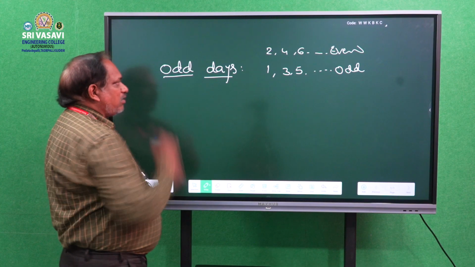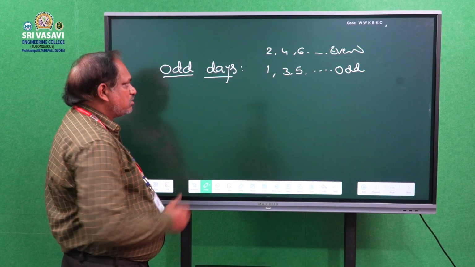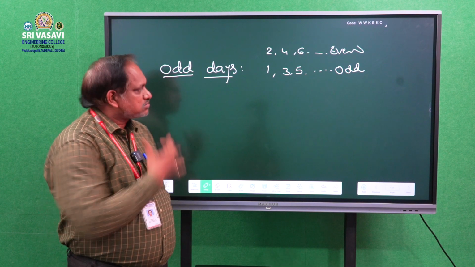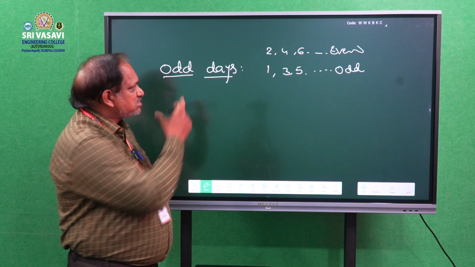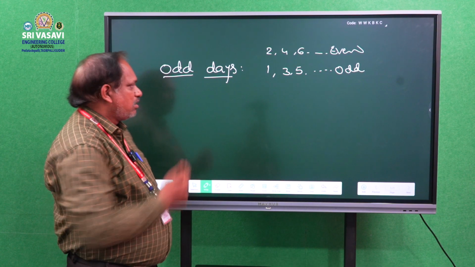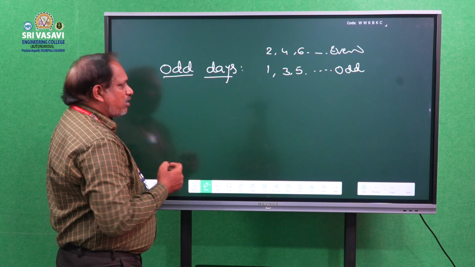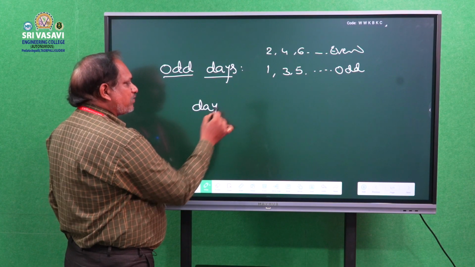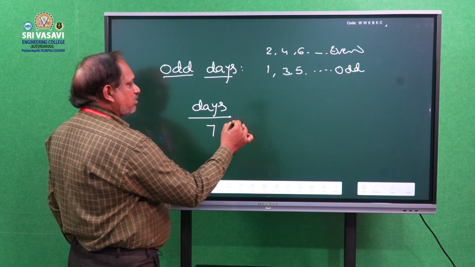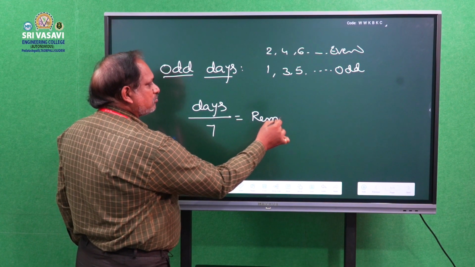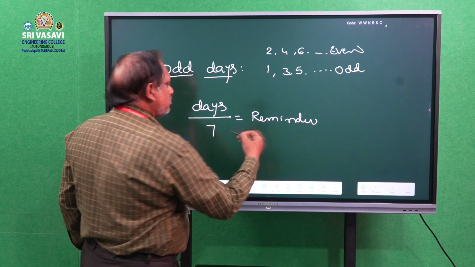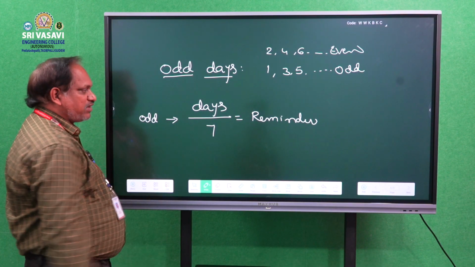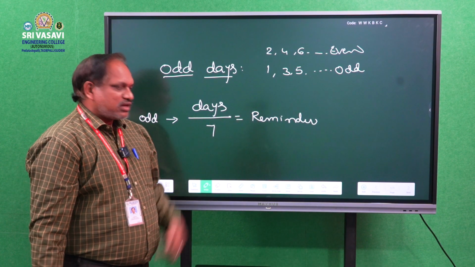This is related to mathematical symbolism, but in calendar, odd days have a different definition. If you know odd days, 90% of the calendar is solved with simple calculation, and we use the same method for identifying the day. So what is meant by an odd day? Odd day means: a particular number of days when divided by 7, the remainder is called the odd day.